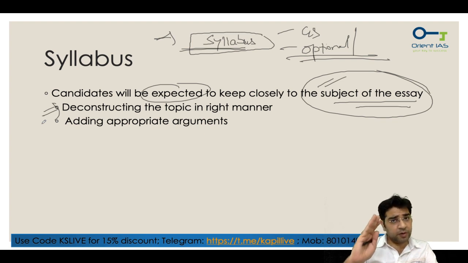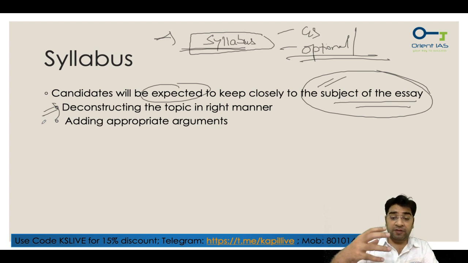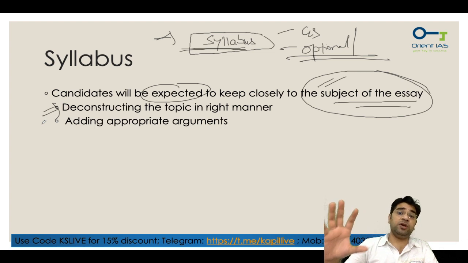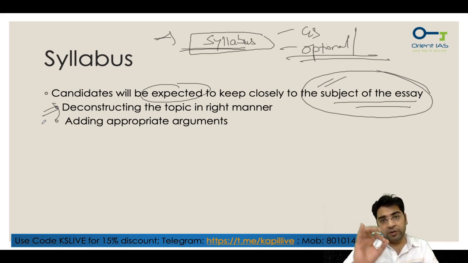If the topic is about social media, stick to social media. Do not write the history of computers. Do not write the history of the internet. Students have a habit of writing the history of something. Let us say they come across artificial intelligence. They will be exhausting two, three, four pages on the history of the internet, history of computers. That is not required. So you have to deconstruct the topic in the right manner, and then how?